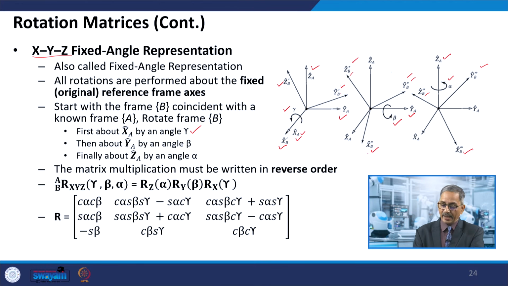Okay. So, I have first rotation was performed about x axis by angle gamma, then rotation was performed about y axis by angle beta, and then rotation was performed about z fixed axis, okay, by angle alpha. Okay. So, this gives me the rotation matrix, and if I substitute these rotation matrices and multiply, this is what I am going to get.